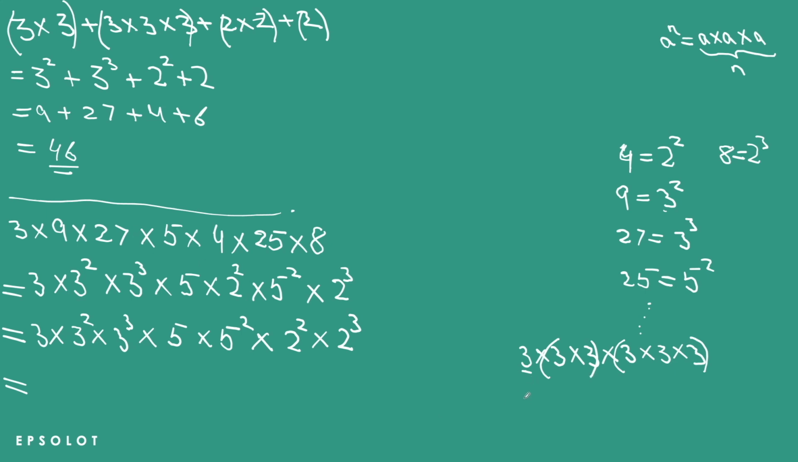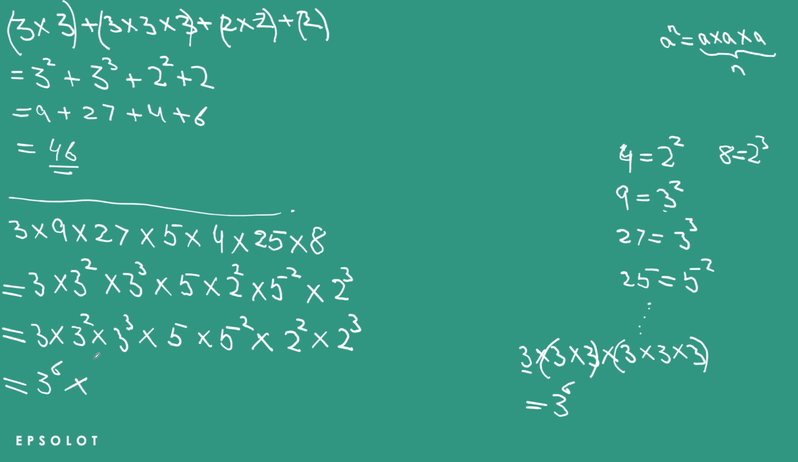If you look at it closely, all of them are 3's, and they're being multiplied with each other how many times? 1, 2, 3, 4, 5, 6. So you can actually just rewrite this as 3 to the power of 6.